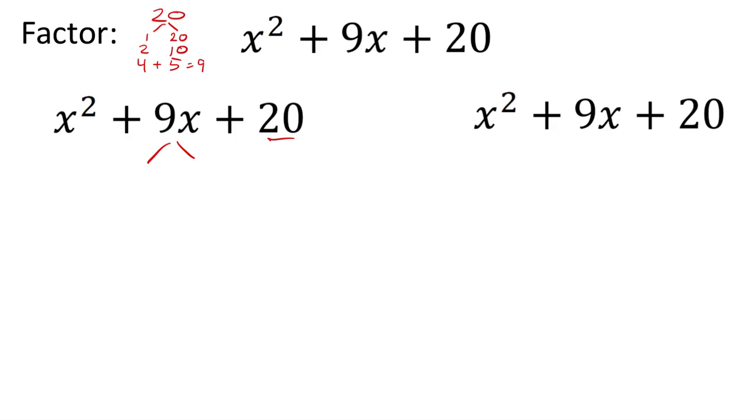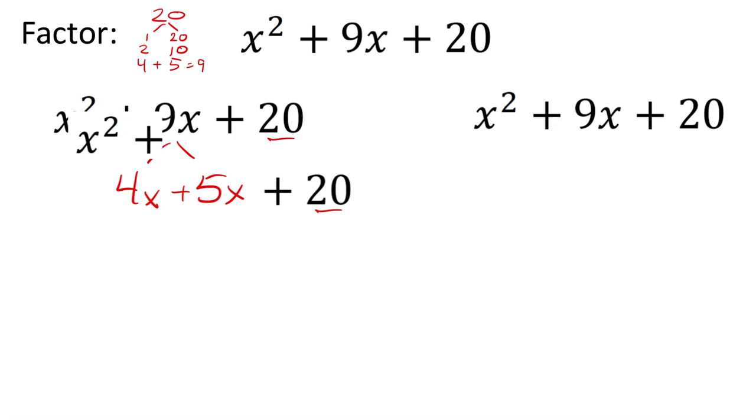Hopefully you know this by now, but a lot of math is what we want it to be. In this case, I don't want this math to show 9x. What I'd like it to show is 4x plus 5x. And this is going to allow me to factor this by grouping. The rest of it just stays the same. We're going to look at the 20, but having the 4x and 5x is going to make it easier to factor.